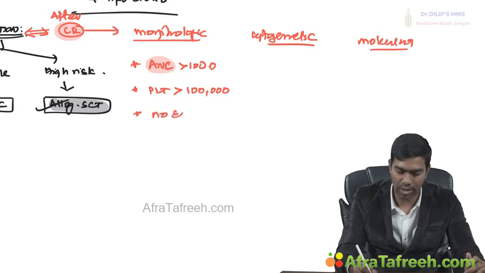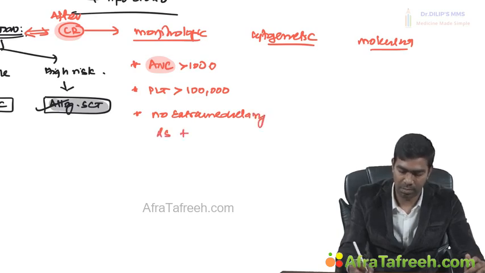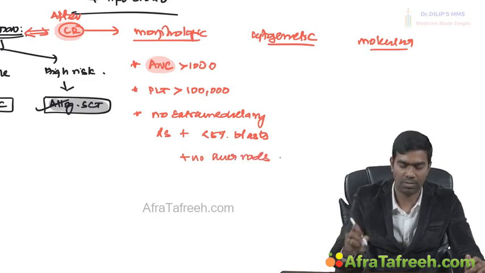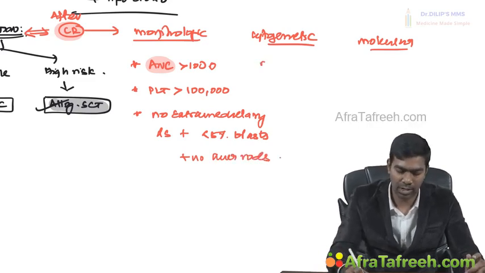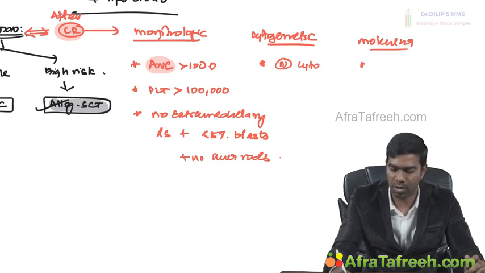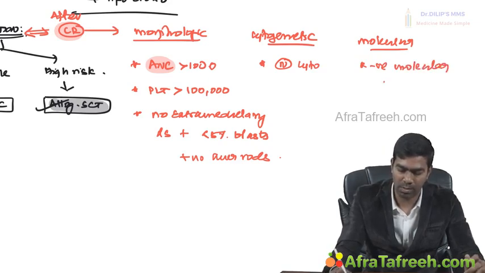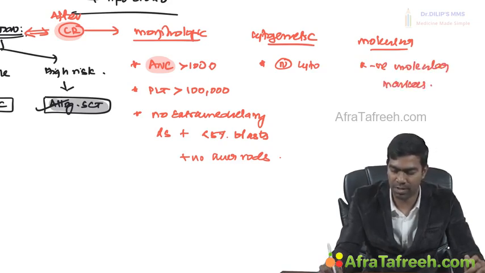Then you have no extramedullary disease, plus less than 5% blasts in the bone marrow, plus the patient should not have any Auer rods if they are present. This is what we refer to as a morphological complete remission. Cytogenetic complete remission means the patient should have normal cytogenetics, and molecular complete remission means the patient should have negative molecular markers. Cytogenetics you analyze by FISH, and molecular markers by flow cytometry or sometimes by IHC. For morphology, a simple smear and bone marrow examination is enough. So this is how you assess complete remission.